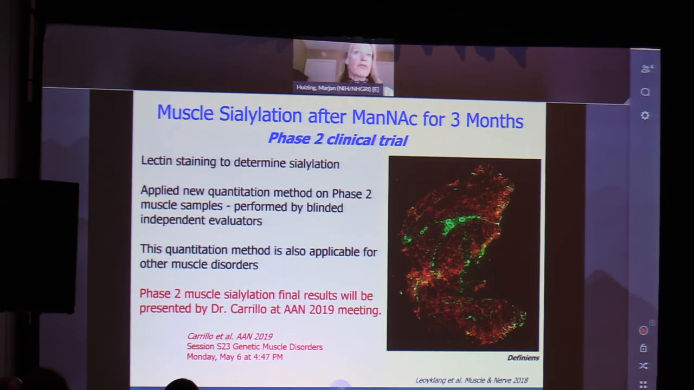The results have recently been finalized and statistically analyzed for a final phase 2 report, and will be presented for the first time at this AAN meeting on Monday at 4:47 by Dr. Carrillo in session S23. She will also present other phase 2 outcomes. I believe she is also planning a patient webinar over the summer to discuss the results of this phase 2 trial with patients.